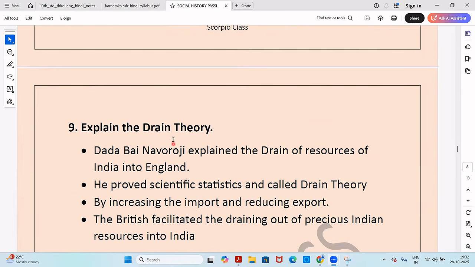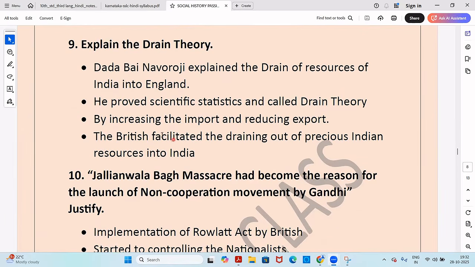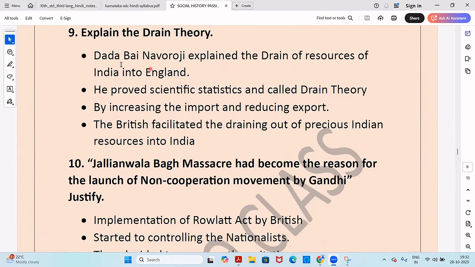Next, we have the next question. Explain the drain theory. Dadabhai Naoroji explained the drain of resources from India into England. He proved it with scientific statistics and called it the drain theory. By increasing imports and reducing exports, the British facilitated the draining out of precious Indian resources.